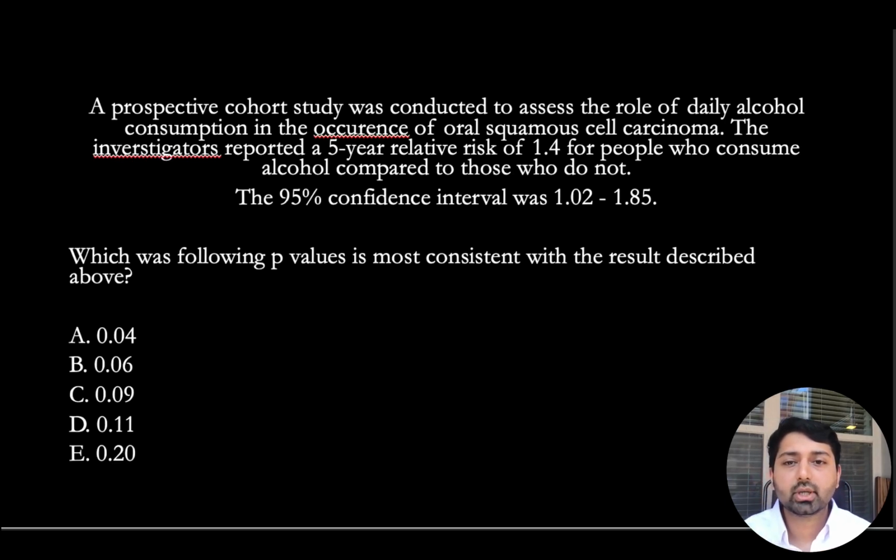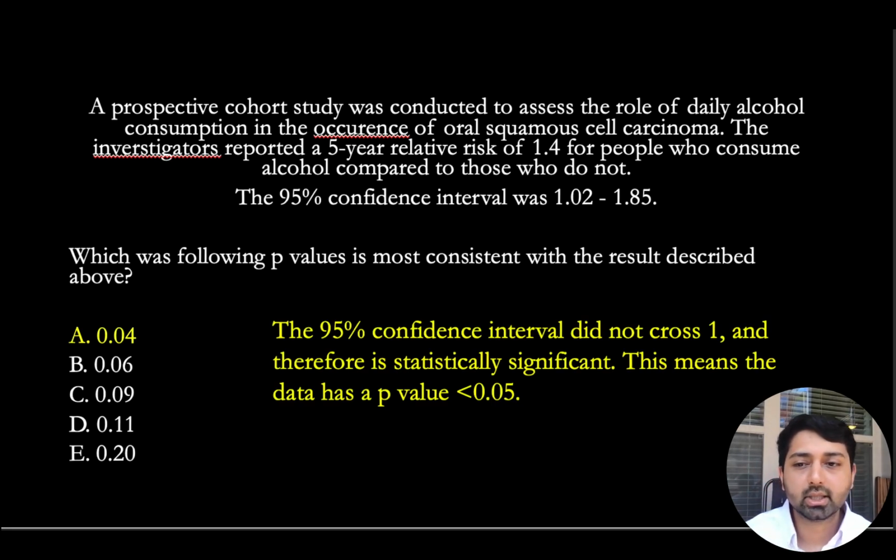So similar question, let's say we gathered up some data and we found that the 95% confidence interval was 1.02 to 1.85. And so it was significant. Which p-value would correspond to this? This one's pretty easy. Anything less than a p-value of 0.05. So you can kind of see all the different ways how they would test this.